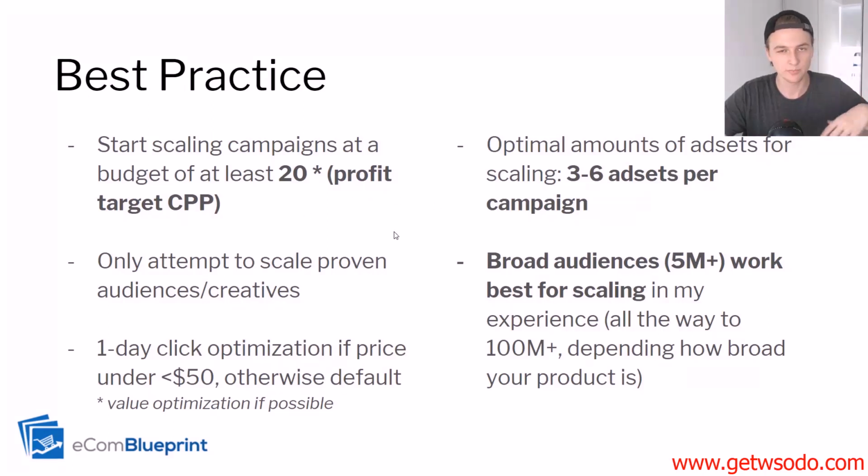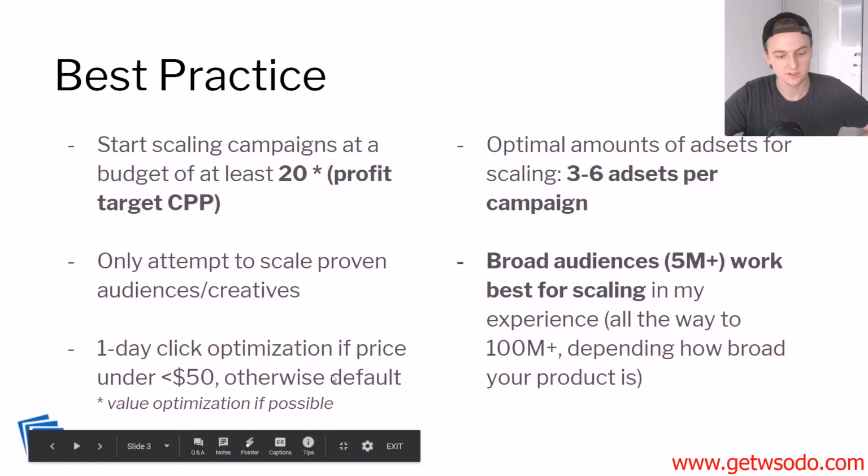You're only trying to scale proven audiences, proven interests, and so you shouldn't be too worried about starting at a higher budget, because that'll just give Facebook the best chance at optimizing. You only want to attempt to scale proven audiences and creatives. I've already talked about this. One-day click optimization if the price is under $50. Otherwise, just leave it to default. And I put here value optimization if possible. I'm going to be talking about this a little bit more later in this lesson. But some people will have access to value optimization, and this works really well if you have access to it.